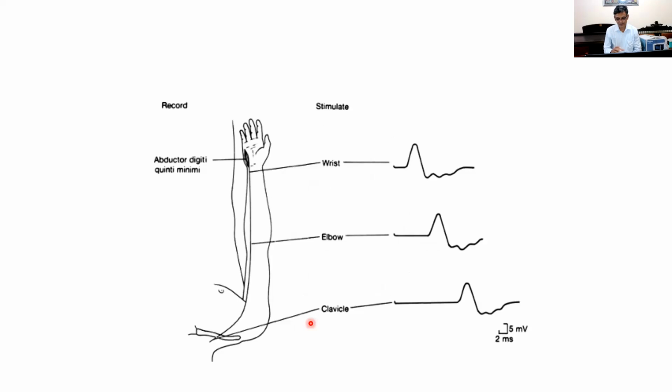You can even stimulate at a more proximal site, like in the shoulder region, in the axilla or in the cervical region, and it takes even longer time, a bigger latency, right? Depending on the length, it will take more and more time, right? So this is the distal latency, this is the proximal latency at the elbow, this is the proximal latency at the clavicle or the axilla, above. And this is actually the ulnar nerve, on the hypothenar side, it's stimulating, right?